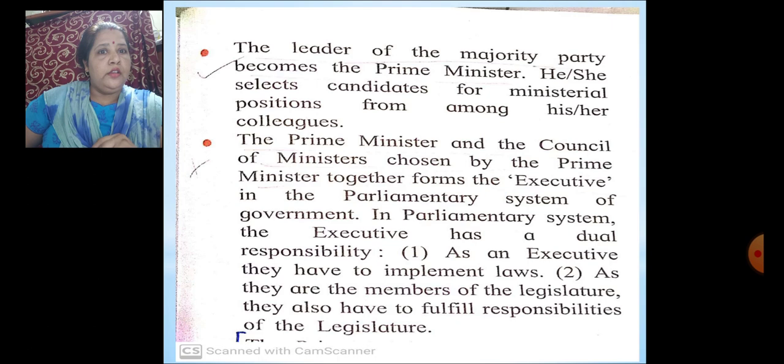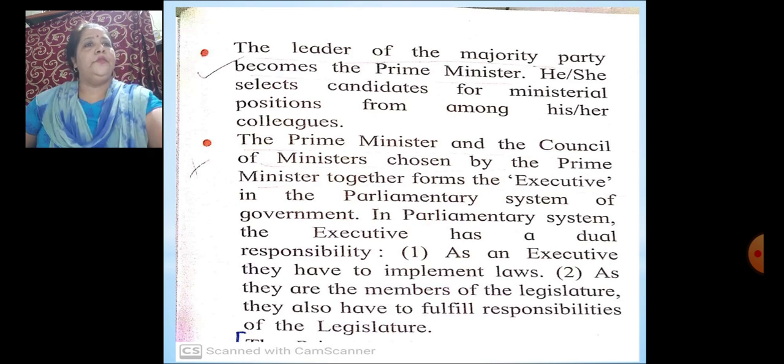What is the second one? They are also members of the legislature. So what do they have to do? They have to fulfill their duties as members of the legislature also. That means they have to take part in making the law, and they have to execute the law also. So till here everybody has understood, I hope so. Very good.